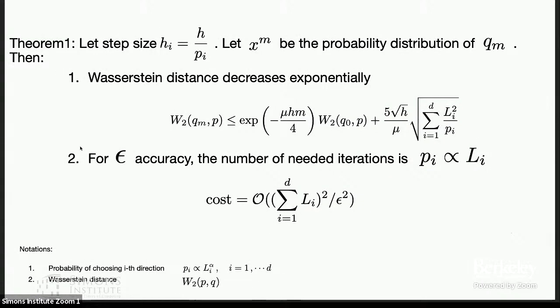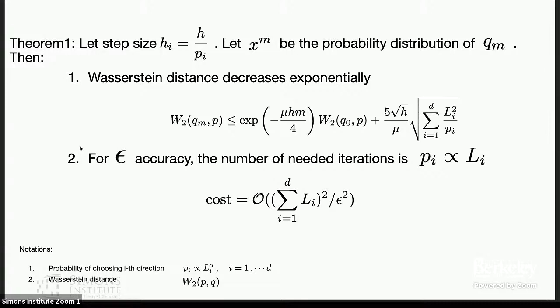Okay, so the explicit statement of the theorem is the following. So let's get back to that. xm is your mth iteration sample, and qm is your probability. In Wasserstein-2 distance, the probability converges to the target distribution exponentially fast, which is expected, up to the discretization error. And this discretization error depends on the convexity and the step size, and also depends on the Lipschitz constant per direction, and pi is the probability for the ith coordinate to be chosen.